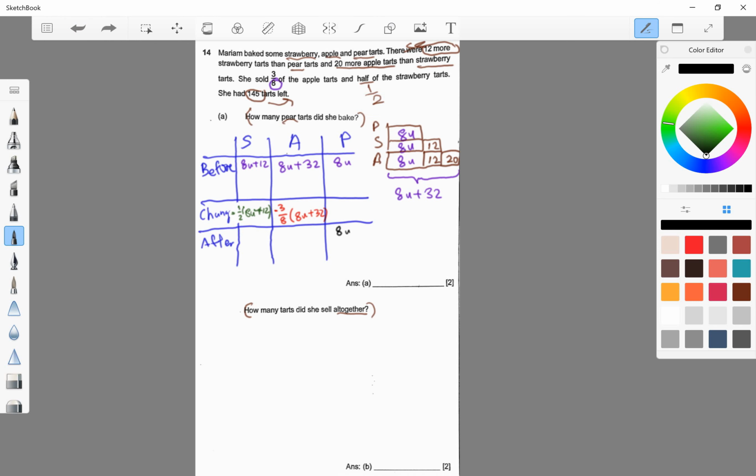Okay, I will need some space as well, so let me just carve that out. So half of 8 units plus 12 will be 4 units plus 6. Okay? That will be 4 units plus 6.